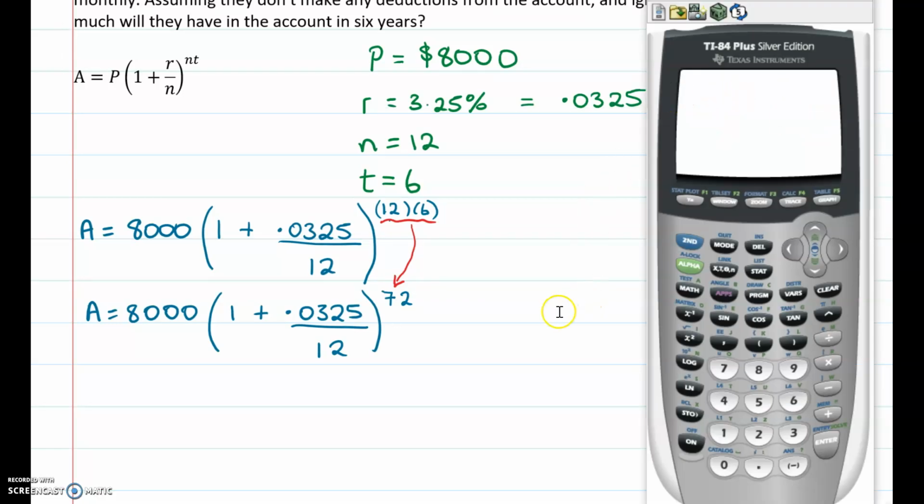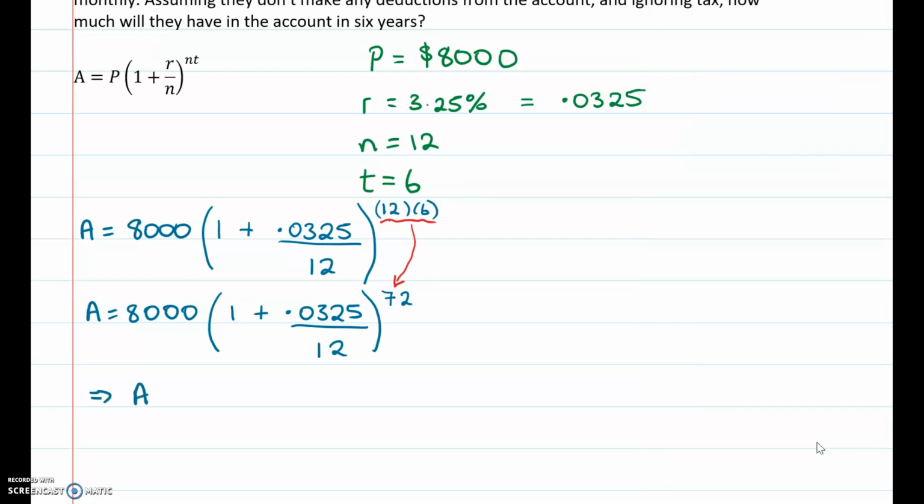Okay, and we're going to enter it just as it is there. So it's going to be 8,000 times 1 plus 0.0325 divided by 12. Close the parentheses and raise that to the power of 72. And press enter.